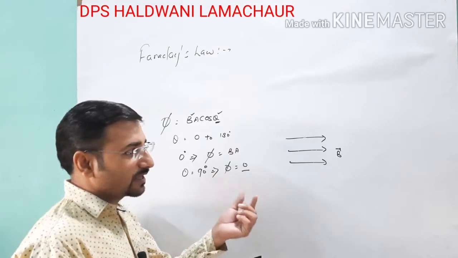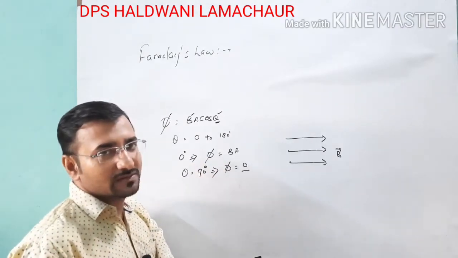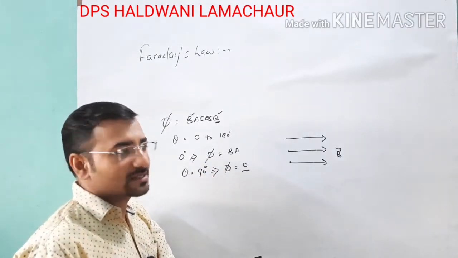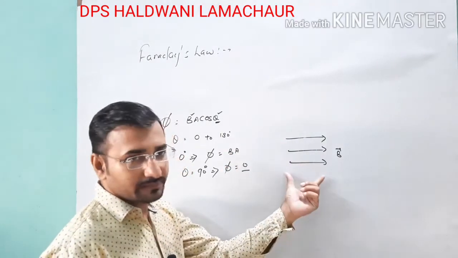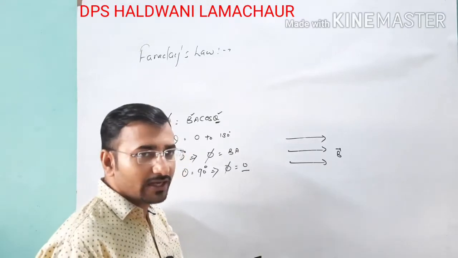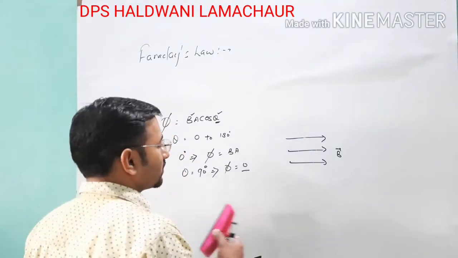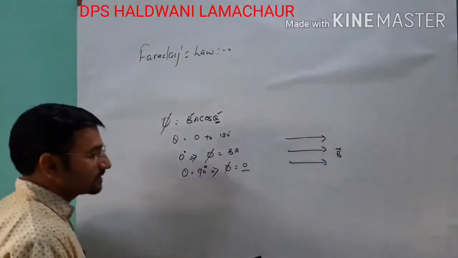Clear? The thickness of the surface is very small or negligible as compared to the area of the sheet, so at that time the number of magnetic field lines, according to this formula, is 0.